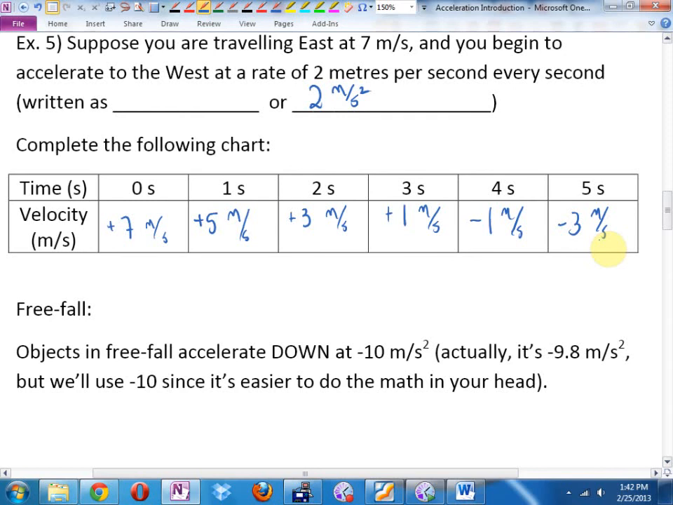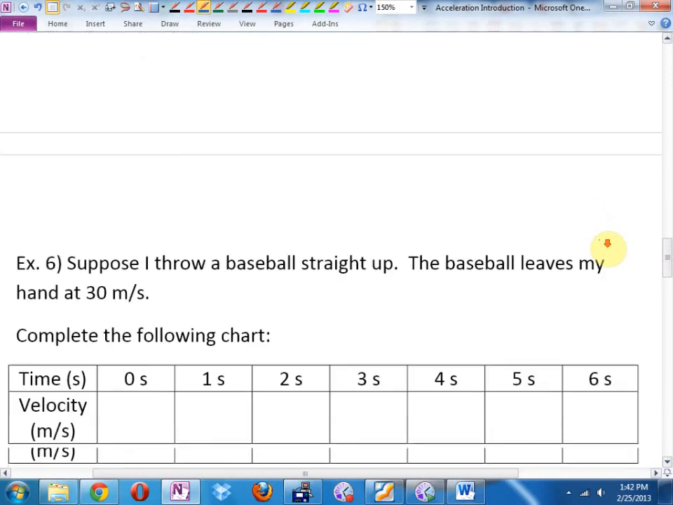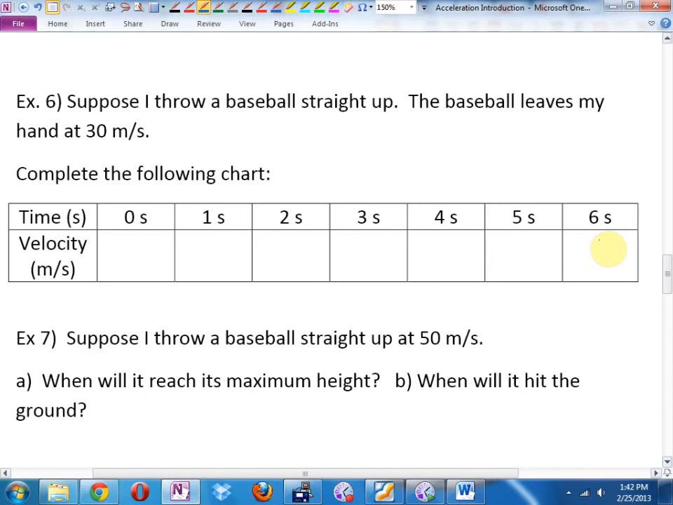So, example 6. Turn the page. Suppose I throw a baseball, golf ball, straight up. I don't have room here in the ceiling. Suppose I really heave it straight up so that it leaves my hand at 30 meters per second. Going up, I think we'll call up positive and down negative. So it leaves my hand at 30 meters per second.